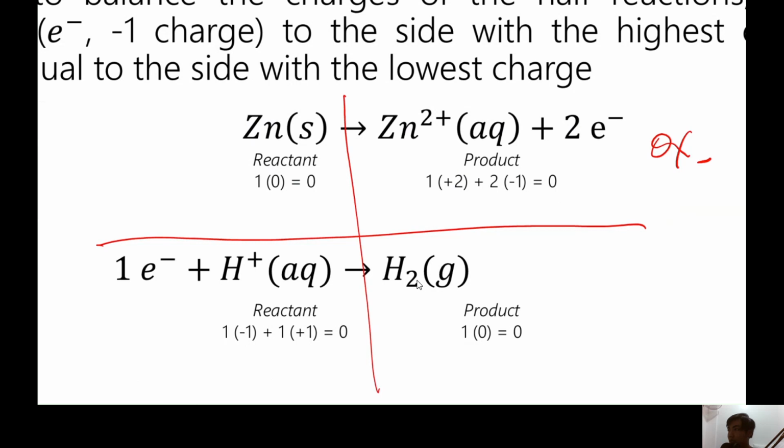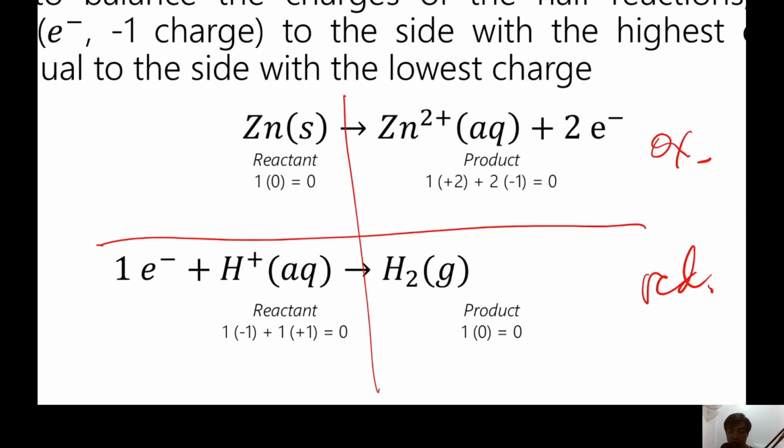How about the one below? Charge first. On the right side, we have 0 charge. On the left side, earlier it was positive 1. Which is higher, positive 1 or 0? That's positive 1. So, if you want to bring down the positive 1 charge to be equal to 0, how many electrons do we add? Just one. So, you deduct 1 charge by adding 1 electron. The total charge will be 1 times -1 for the electron, plus 1 times positive 1. If you add that, that's 0. So, the charges of the reduction and the oxidation reactions are now equal.